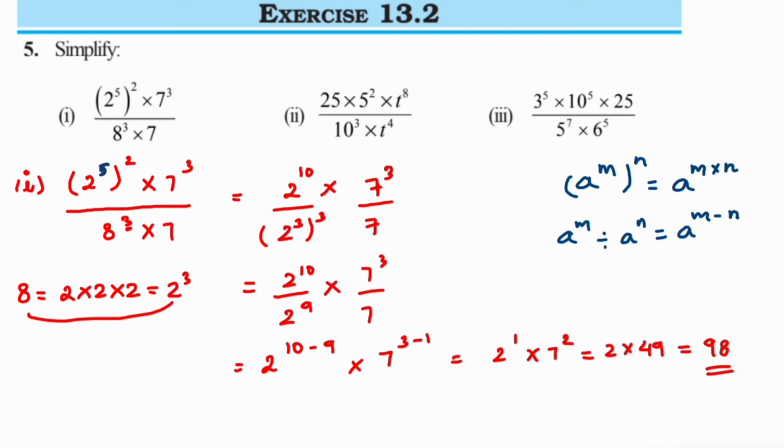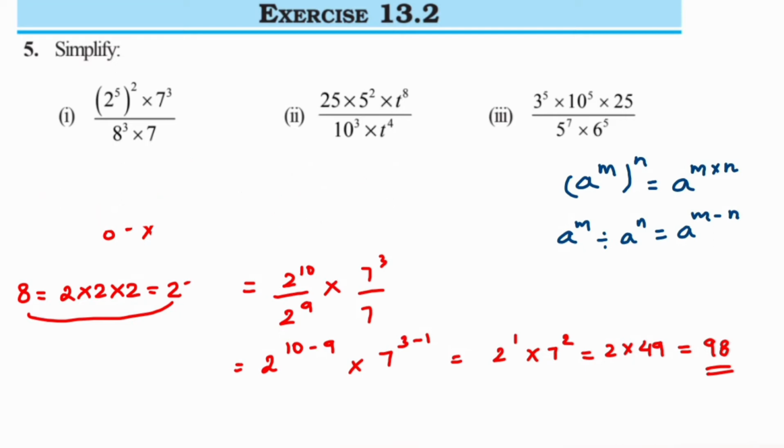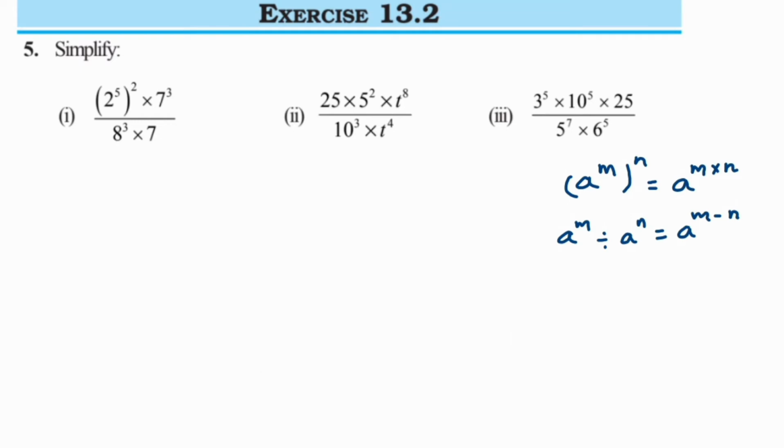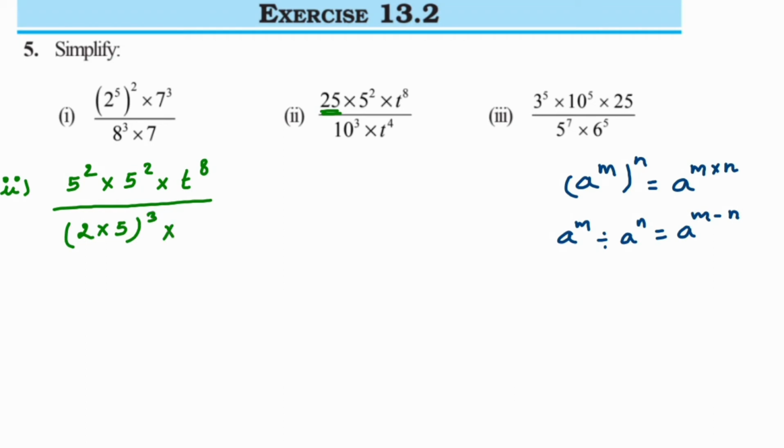Now the second question. So from here itself I'm going to write down 25 as 5 square. Okay, and then multiplied by, I'm directly writing from here itself, I'm not writing down the question here. And then we have 5 square again into t to the power 8, divided by 10 cube. So 10 can be written as 2 into 5, 2 fives are 10, and then the power will be 3, multiplied by t to the power 4.